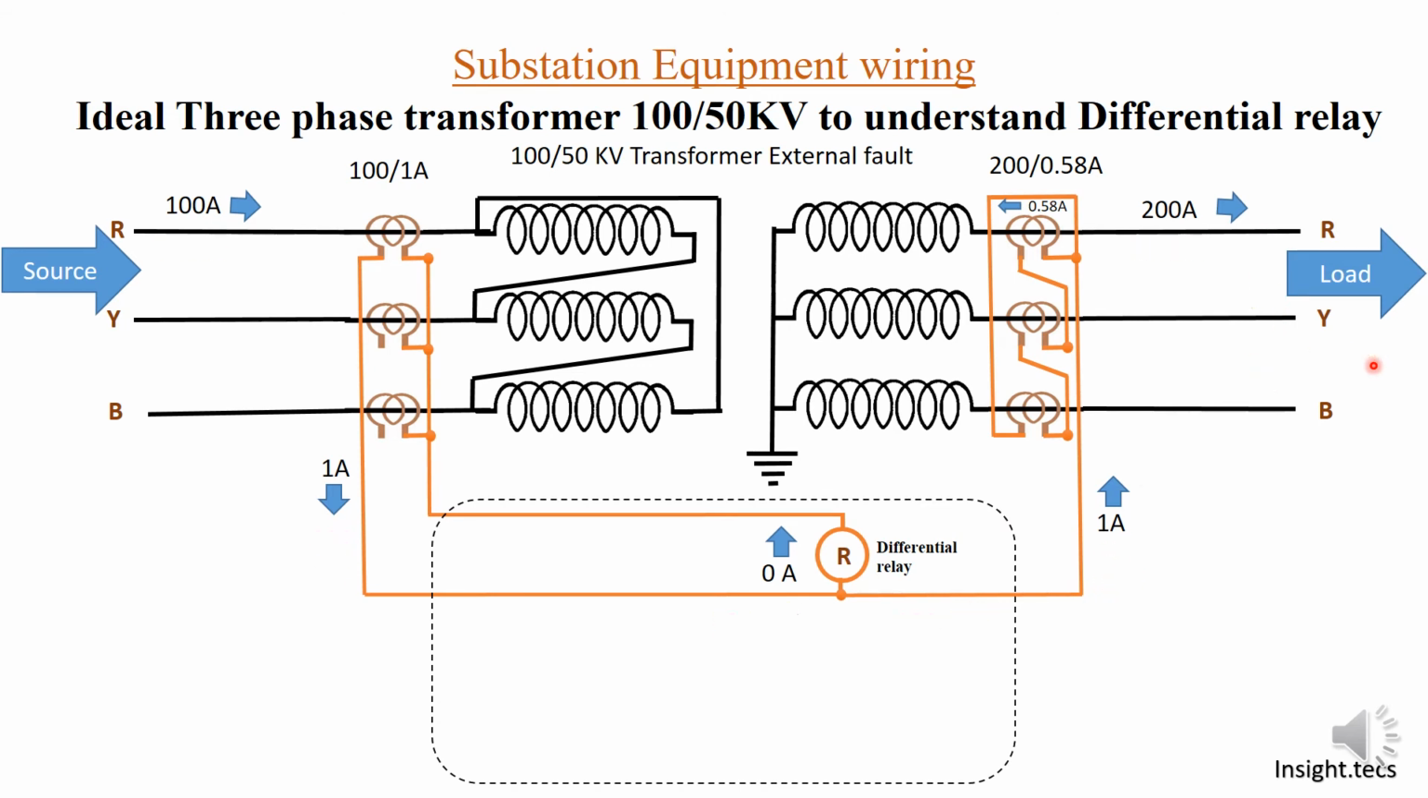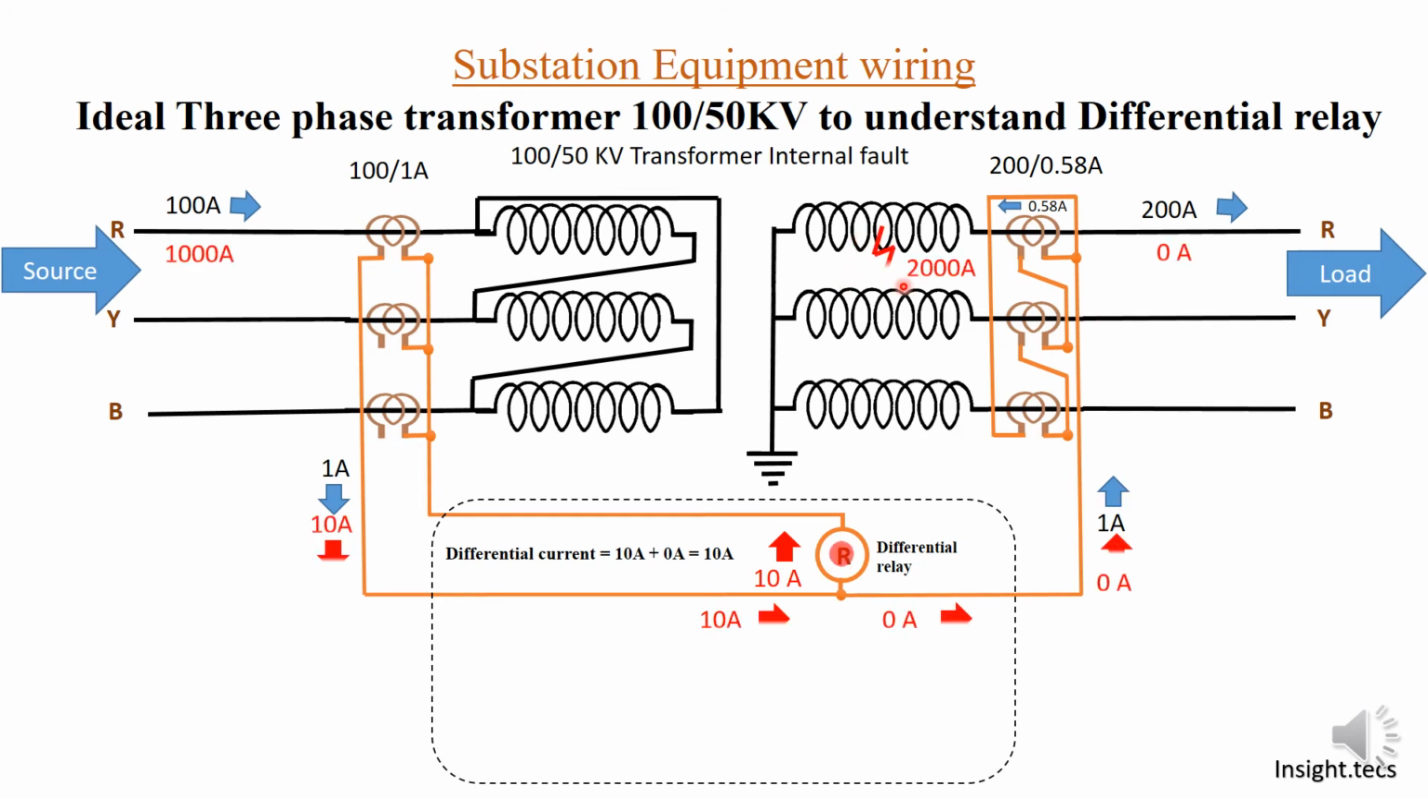Okay, now let's see what happens in the case of an internal fault. In the case of an internal fault in the R phase, suppose it is 2000 amperes. So what is now going to happen is there is 1000 amperes flowing on the primary side as earlier. Because of the CT ratio connected, there is 10 ampere current flowing through this.